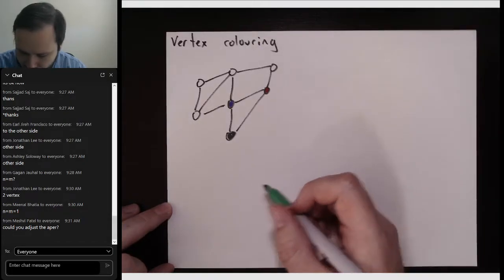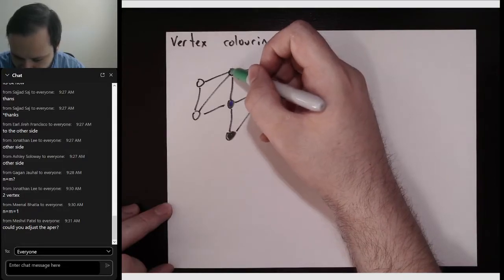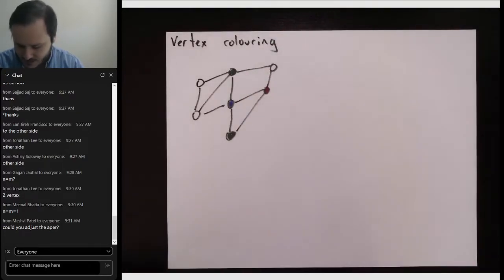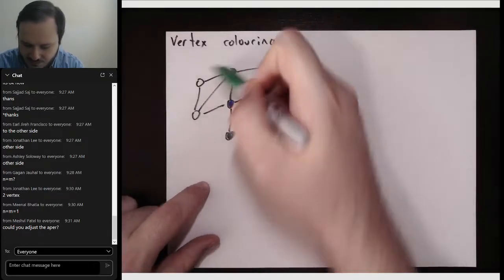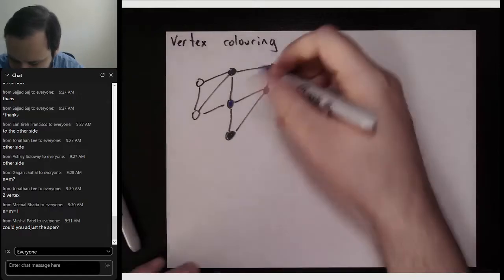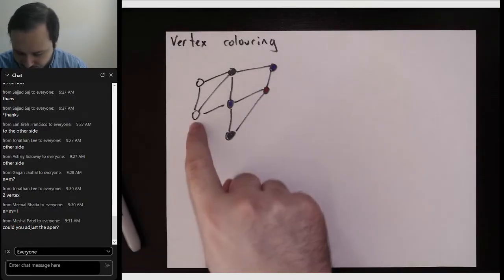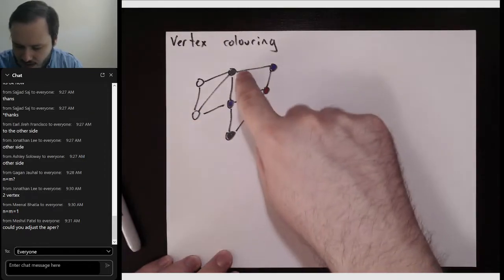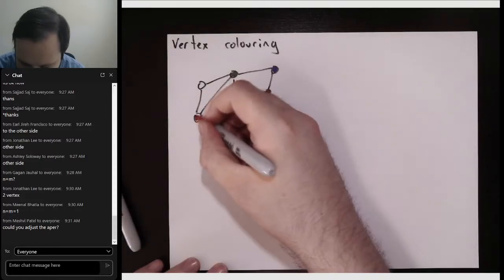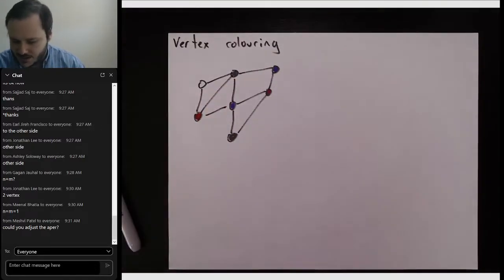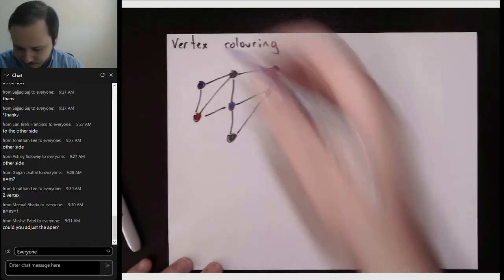And now this vertex, I can also make green. And now this vertex is already next to a red vertex and a green vertex, so I'm going to make it blue. And this vertex is already next to a blue vertex and a green vertex, so I'm going to make it red. And then this vertex is next to a red and a green, so I'm going to make it blue.